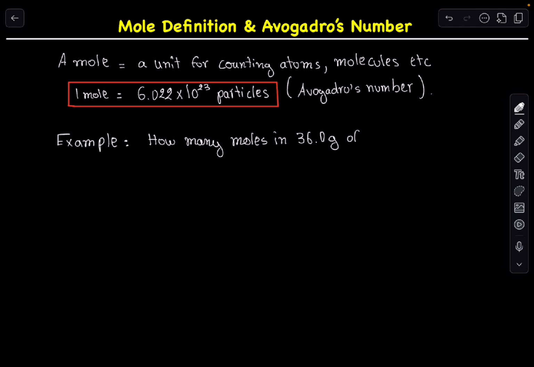First, find the molar mass. We know that H2O has 2 hydrogens and 1 oxygen. That's 2 times 1.01 plus 16, which is equal to 18.02 grams per mole. And that will be our molar mass.